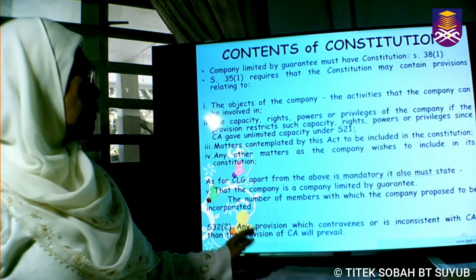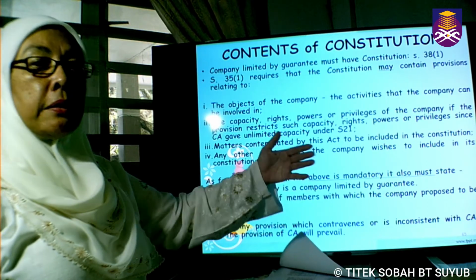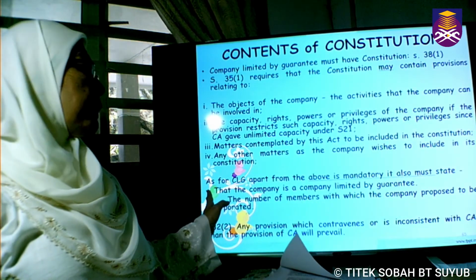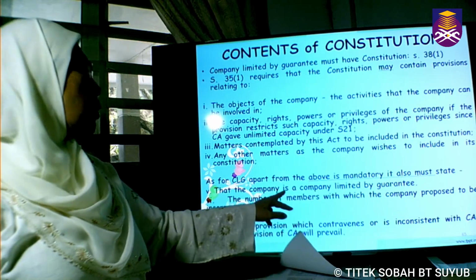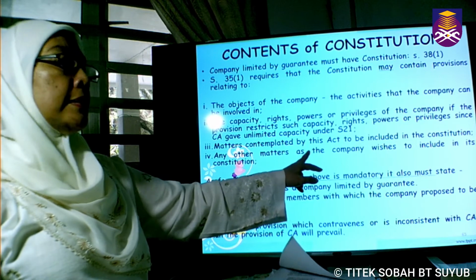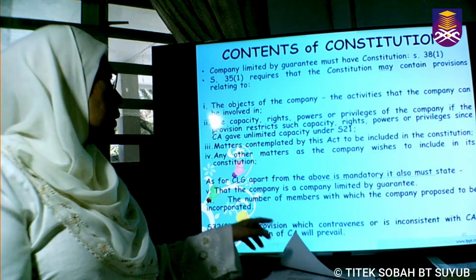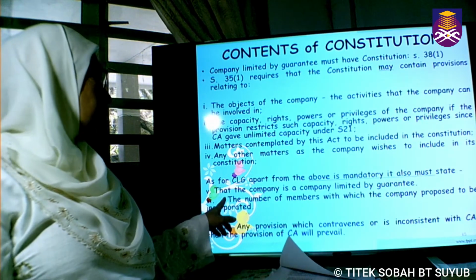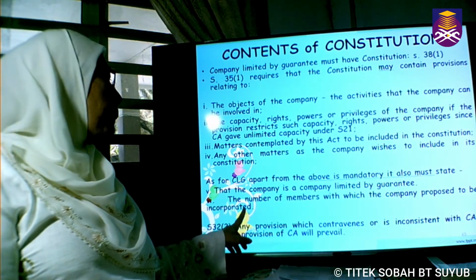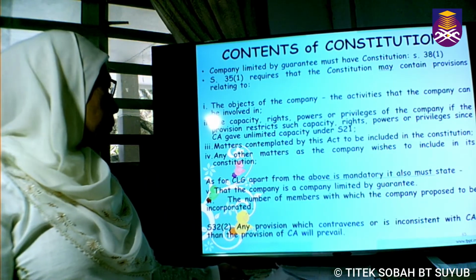Okay? So as for a company limited by guarantee, from this above, it's mandatory, it's a must that we state that the company is a company limited by guarantee. So that's why this is what was mentioned under II just now. Matters contemplated by this act, meaning these are the matters which the Companies Act said you have to include. A company limited by guarantee must include this. And secondly, the number of members with which the company is proposed to be incorporated.